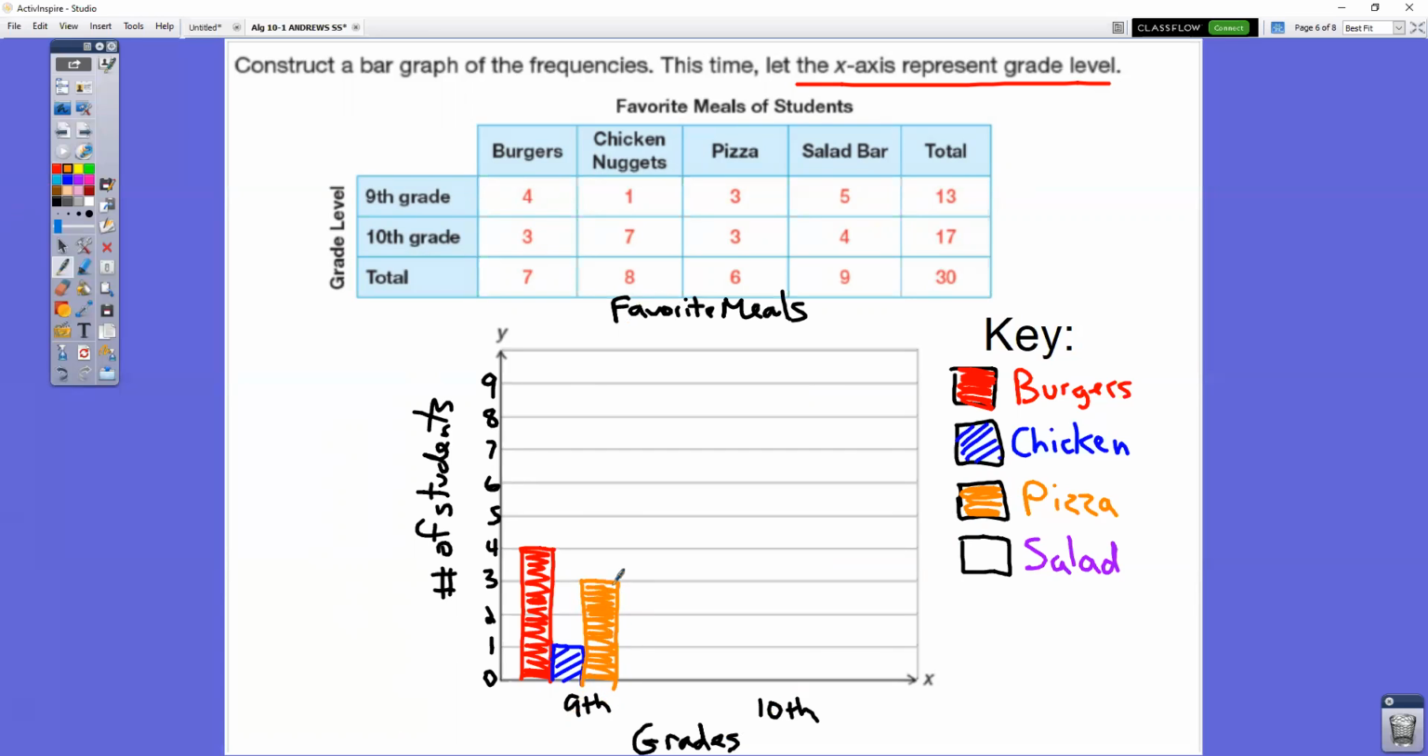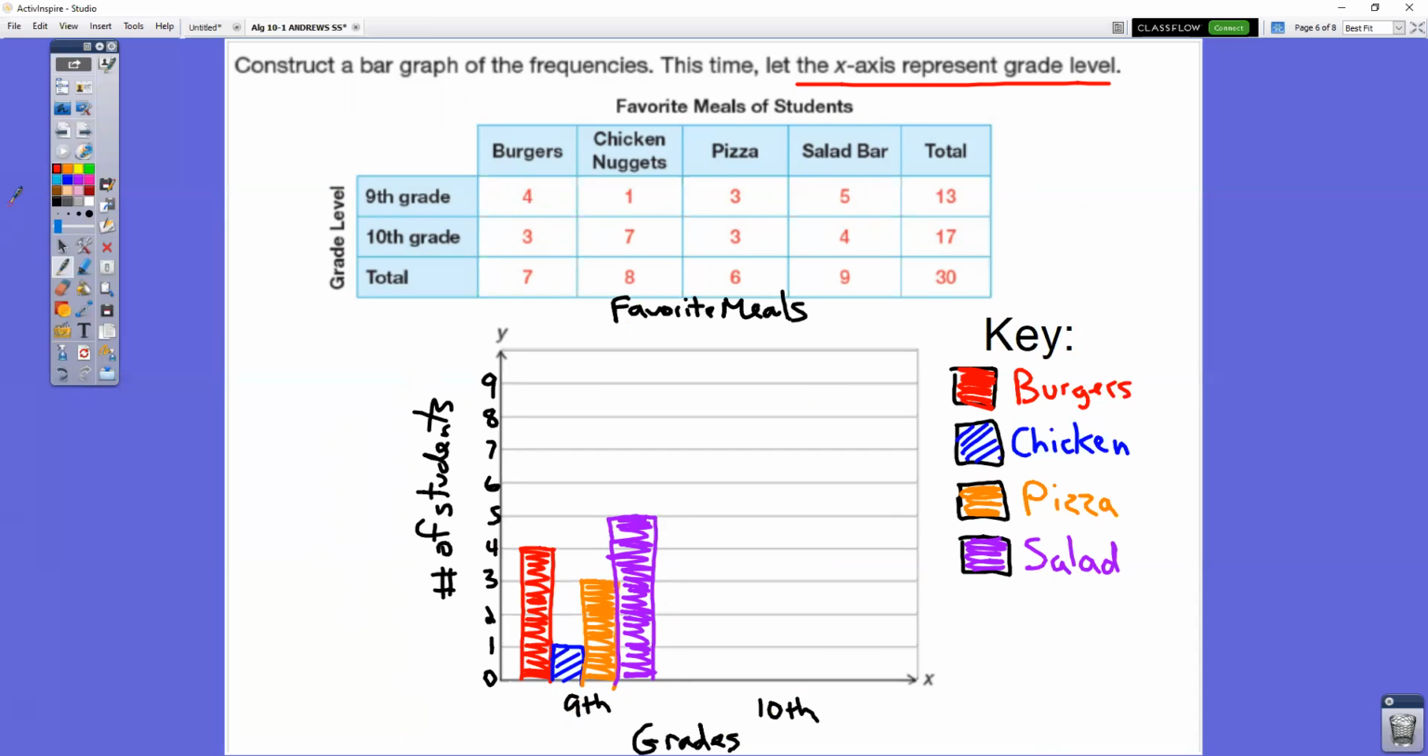And again, you could make 1 dotted, 1 solid, 1 striped. You could use vertical stripes. You could use horizontal stripes. You could use little triangles throughout. As long as you're consistent, it doesn't matter. And then 9th grade salad was 5. So there is my quadruple bar graph for 9th graders.